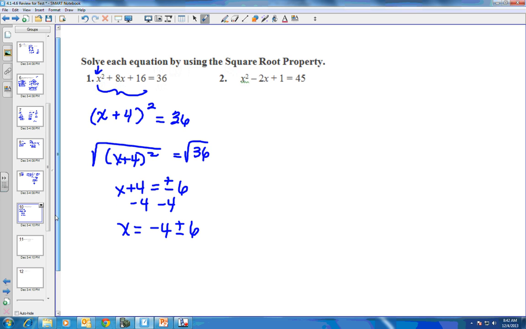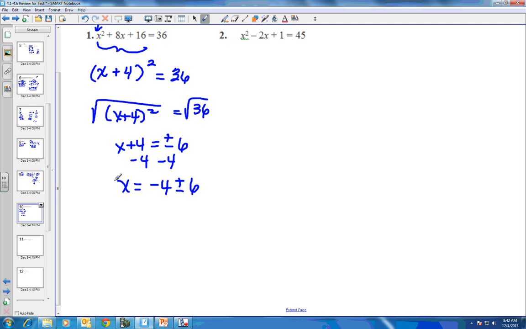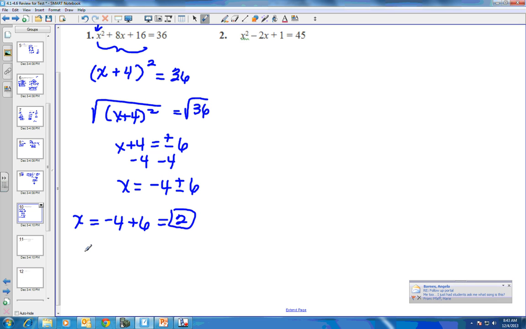Now, some of you on your assignments or on your quizzes left it just like that. You can't leave it like that. If they're numbers that I can add together, you have to add them together. My first answer would be -4 plus 6, which is 2. My second answer would be -4 minus 6, -10.